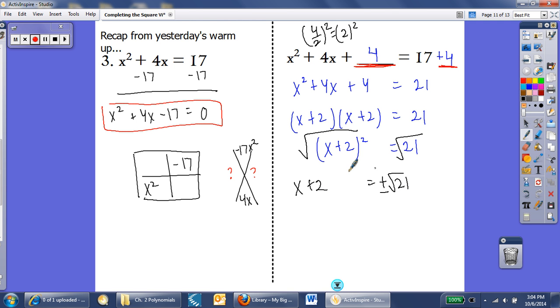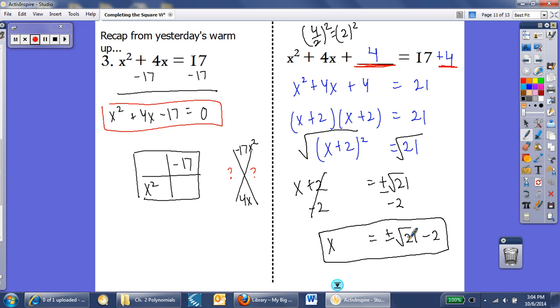So now I can subtract 2 on both sides. I end up getting x equals plus or minus square root 21 minus 2. This looks really funny as an answer, but this is the answer, solving for x, the exact answer. Okay, let's try a couple more examples together.